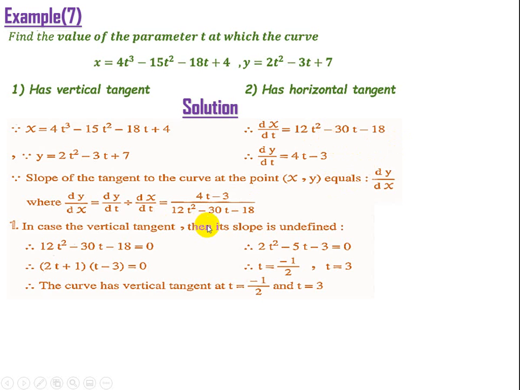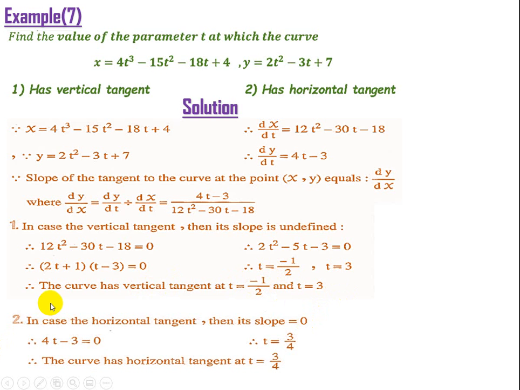To have the vertical tangent, so the slope is undefined, I will take the denominator 12t squared minus 30t minus 18 and put it equal to 0, because the slope here is undefined. After simplifying by dividing by 4, it will be 2t squared minus 5t minus 3. Factorization using your calculator or using the brackets: 2t plus 1 and t minus 3. Therefore, t equals negative half and t equals 3. The two answers are acceptable, so the curve has a vertical tangent at t equals negative 1 over 2 and t equals 3.